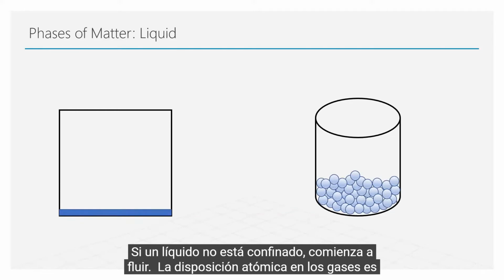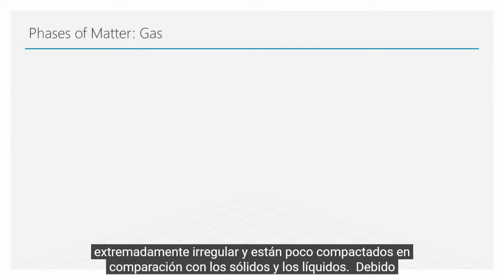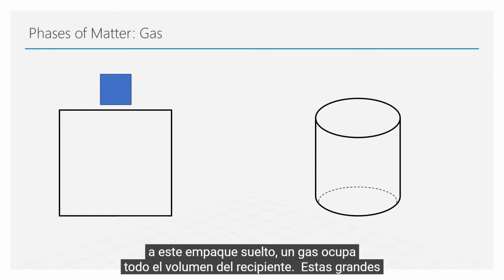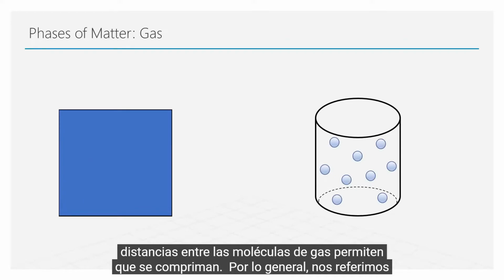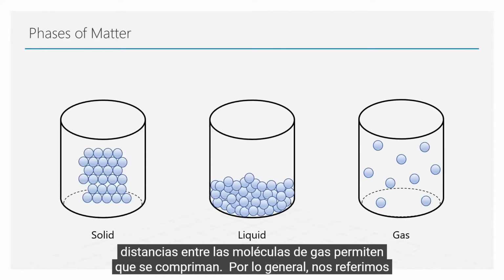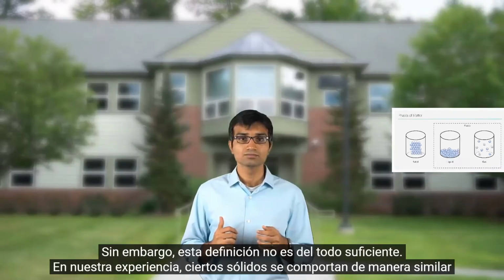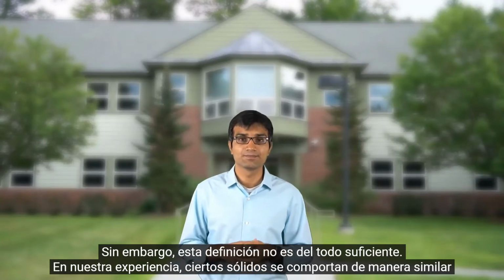The atomic arrangement in gases is extremely irregular and loosely packed compared to both solids and liquids. Because of this loose packing, a gas occupies the entire volume of the container. These large distances between gas molecules allow them to be compressed. We usually refer to both liquids and gases as fluids. However, this definition is not entirely sufficient.